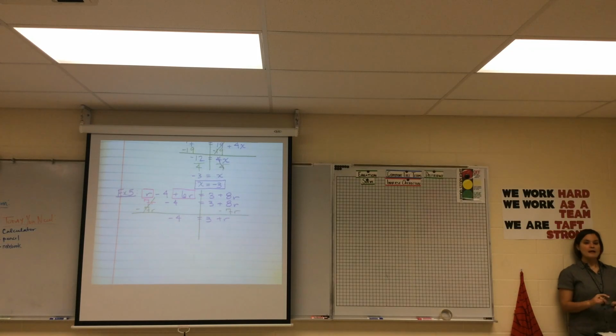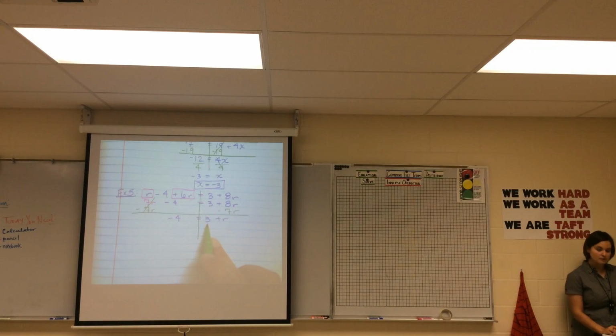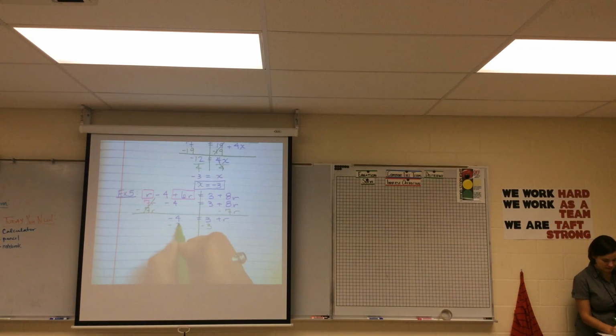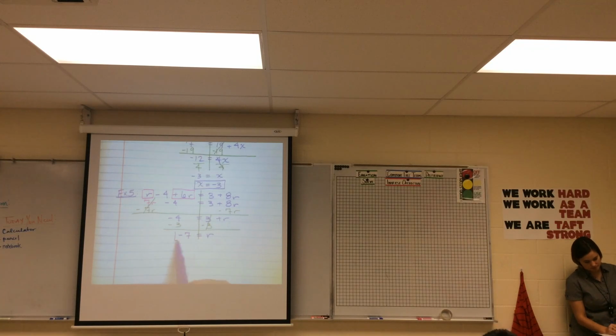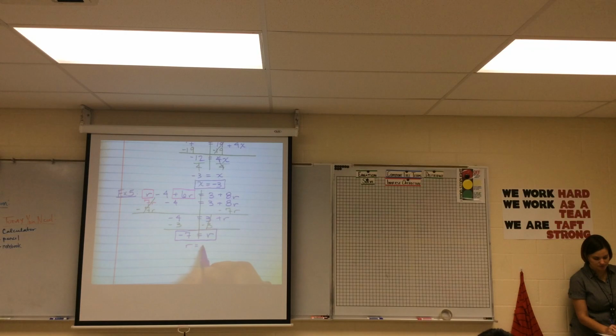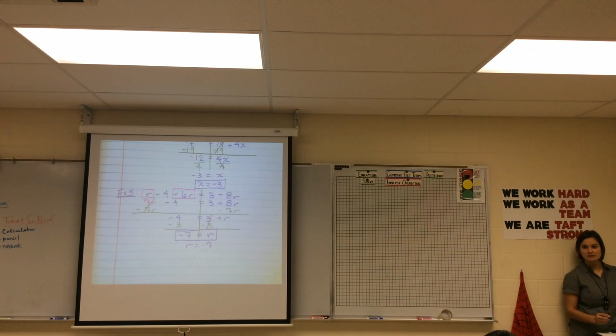Perfect. Finally, I need to move that 3. So the inverse of 3 is negative 3. So I'm going to say minus 3 on both sides. So that gives me negative 4 minus 3 is negative 7 equals r. Or I could say r equals negative 7, because I know some of us like to have that variable on the left.